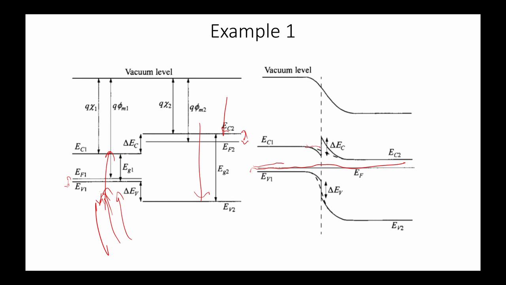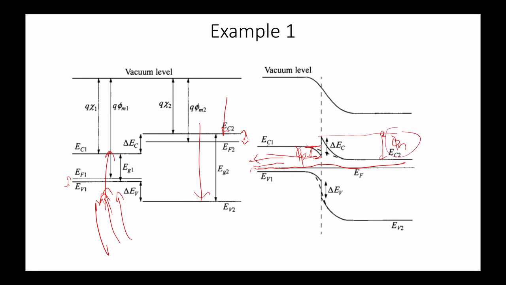This bending, φp we can say, because this is φp. φp is the difference between the conduction band deep down in the bulk and at the interface. Okay, this is φp, and this is φn. Okay, this is nothing but φn. So these are the two.